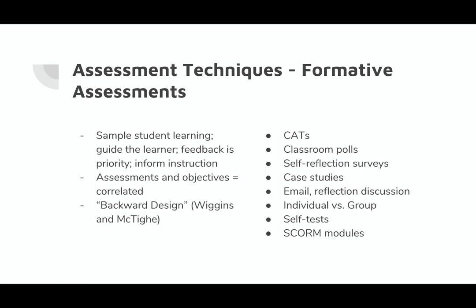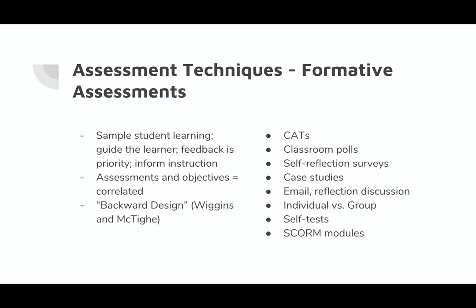So moving on from these exemplary assessments, another assessment technique is just formative assessments. So this is when we sample student learning. This is meant to guide the learner. So teacher feedback is going to be valued more than grades. And then again, it should inform instruction for both students and teachers. What should students be doing differently? What should teachers be changing and adapting to meet their students' needs?